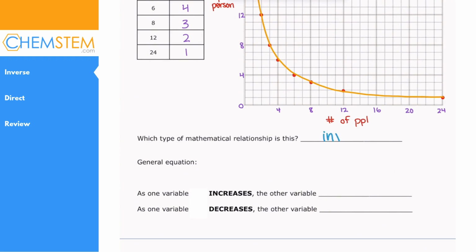So what kind of mathematical relationship is this? This is considered an inverse proportion between these two variables. It's an inverse relationship. That basically just means that as one variable increases, the other variable is going to decrease. Or as one variable decreases, the other one is going to increase. The generic equation is this: y is equal to k over x.